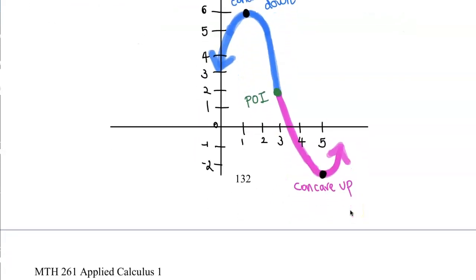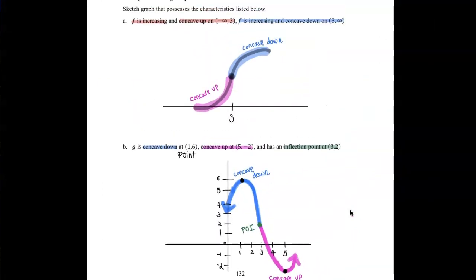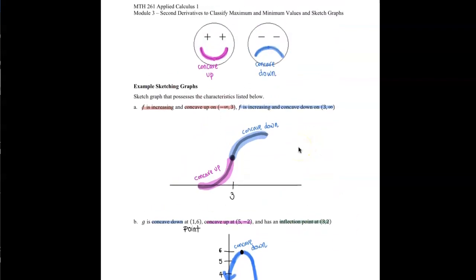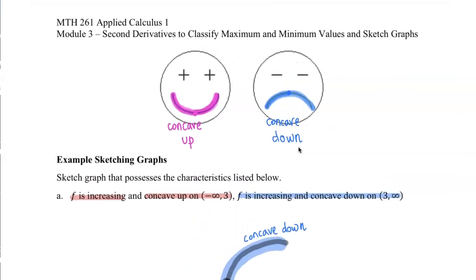So that's it for this page. We looked at 2 examples of sketching graphs, and they were talking about increasing, concave up or down, and points of inflection. And I think you have some MyLab homework that is similar to these on your homework this week. Okay?